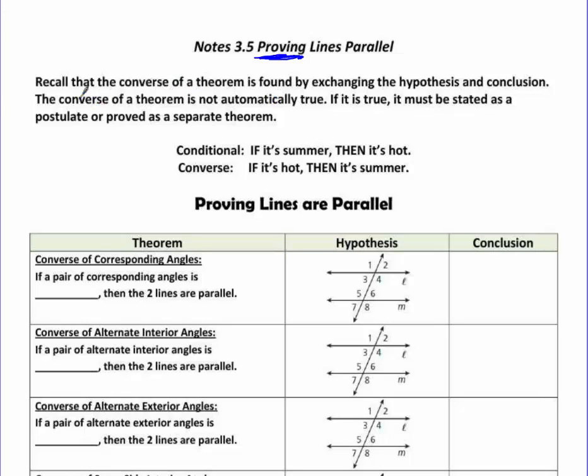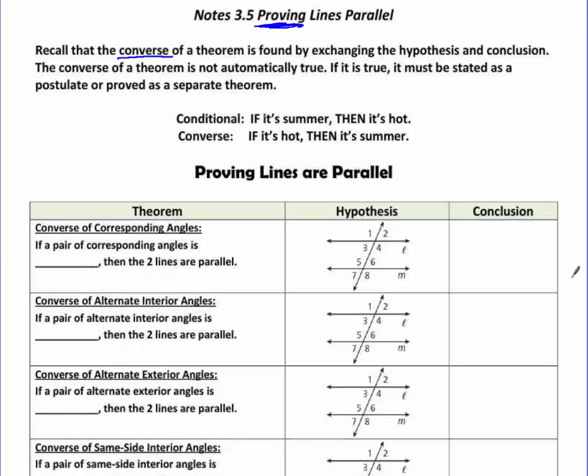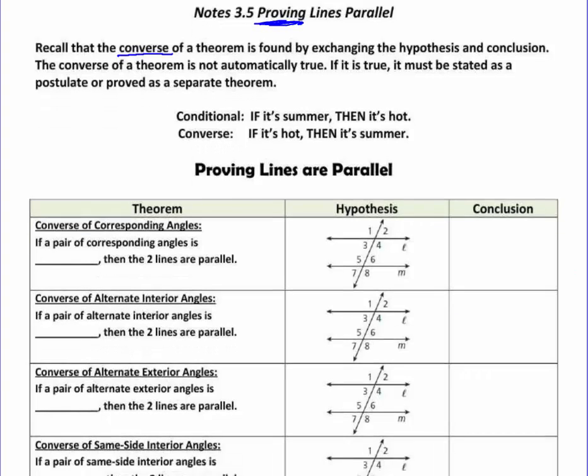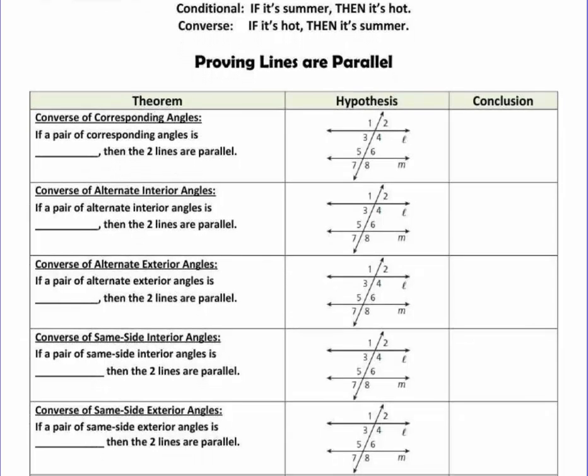So recall from chapter 2 that a converse of a theorem is when you switch the hypothesis and the conclusion. So the converse is not automatically true. If it is true, it must be stated as a postulate or proved as a separate theorem. So that's what we're doing right now. We're going to state all these theorems, and then we're going to state their converses, and you're going to see that they're all true and we can use them in our proofs. All right, so let's move down and take a look at these theorems.